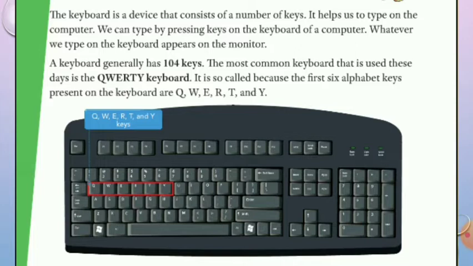A keyboard generally has 104 keys. The most common keyboard that is used these days is a QWERTY keyboard. It is so called because the first 6 alphabet keys present on the keyboard are Q, W, E, R, T and Y. Children, in this below picture, you can see there are highlighted keys, highlighted with the red color border, that are Q, W, E, R, T and Y. So, this is called QWERTY keyboard.